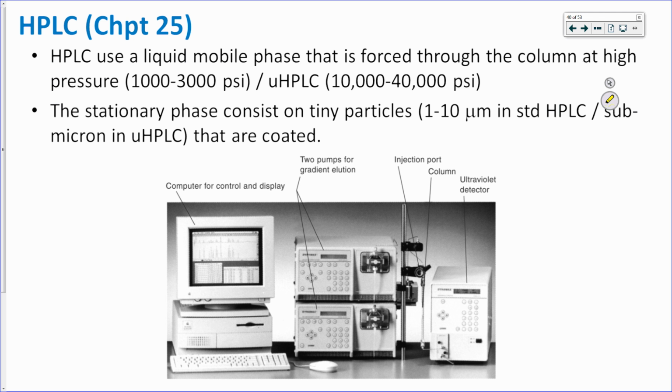High performance liquid chromatography, high pressure liquid chromatography, depends on who you ask. It runs pressures up to about 3,000 PSI. The latest and greatest craze is ultra high performance liquid chromatography. It runs pressures up to 40,000 PSI. Now 40,000 PSI is crazy pressure.